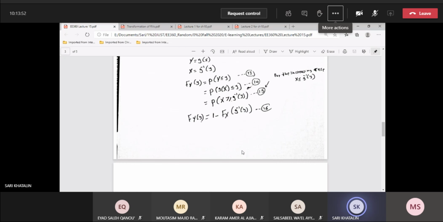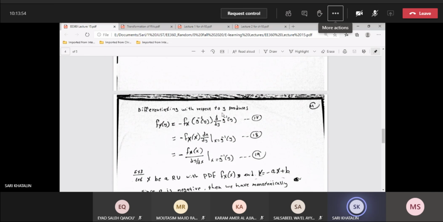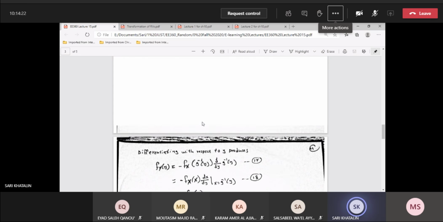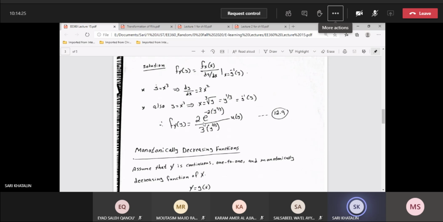Now we take 16 and we do the same thing. We take the differentiation with respect to y, and we'll end up, after we do the differentiation, with equation 19. So the difference here, we have a negative sign up front right here. So the difference between the increasing and decreasing is a negative sign right here.